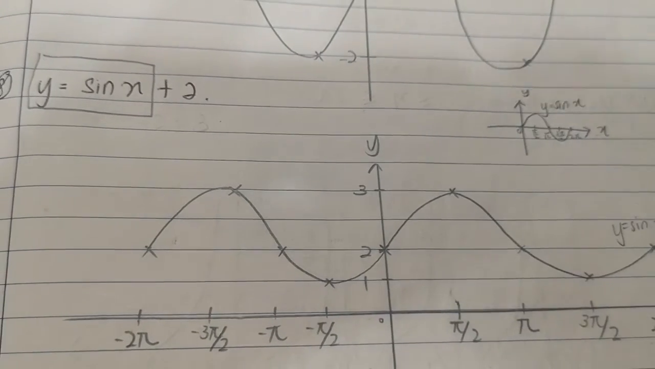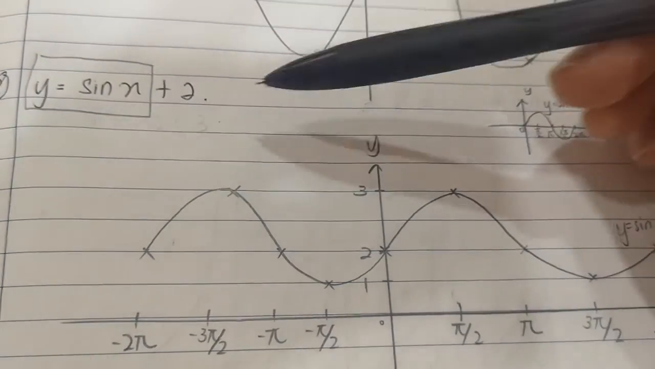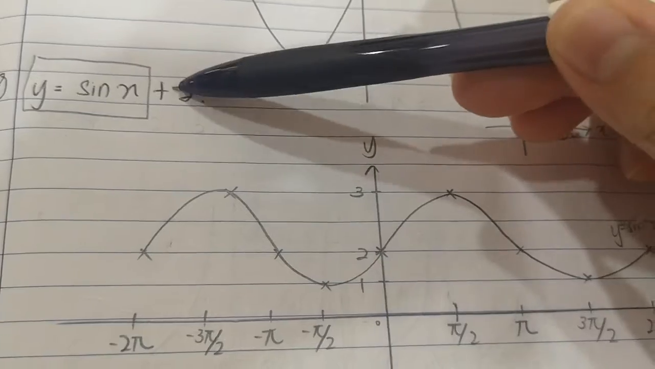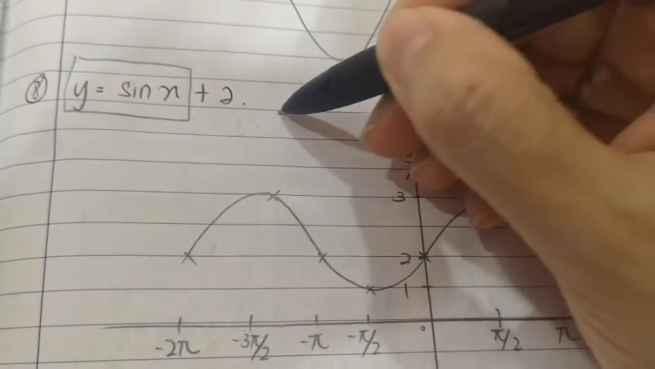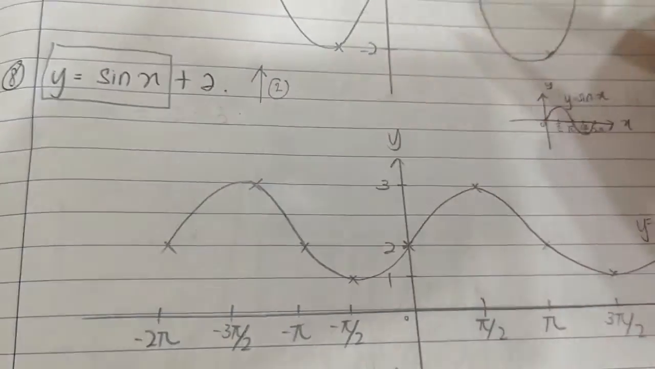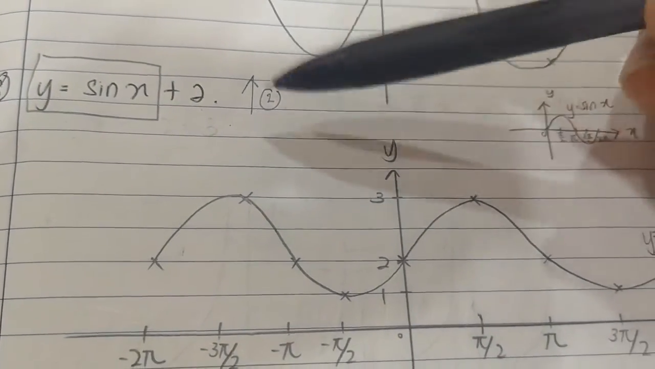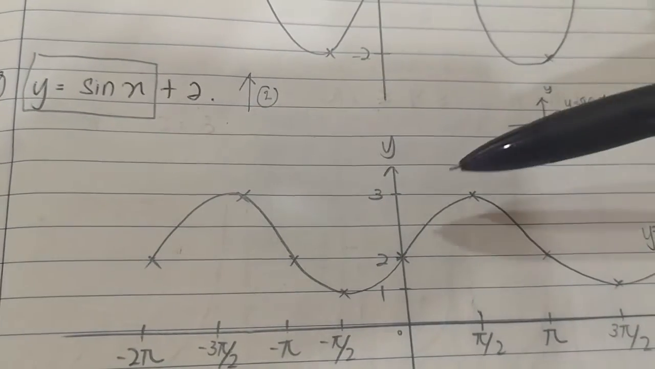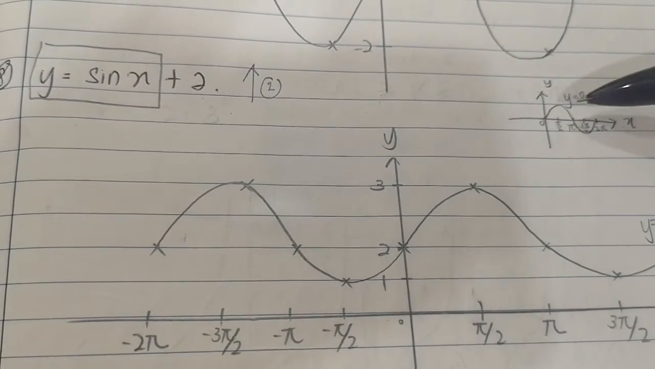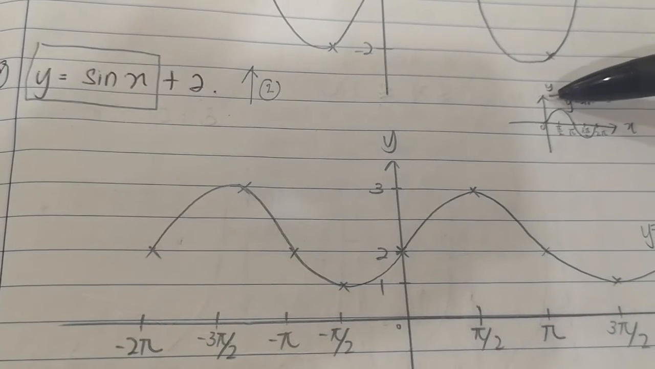Okay, and then the plus 2 is outside, so that means everything will move upward 2 units. We are using the translation of graph. The graph will move upward 2 units, so everything will move upward 2 units, including the y-intercept.